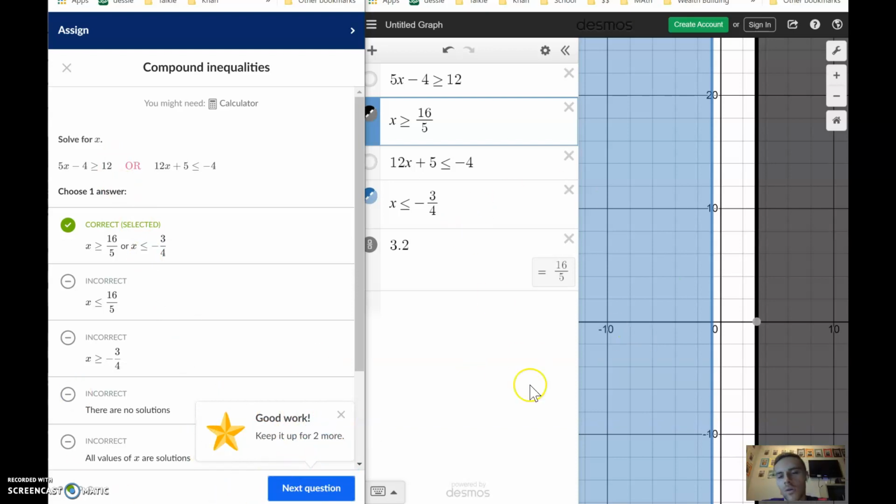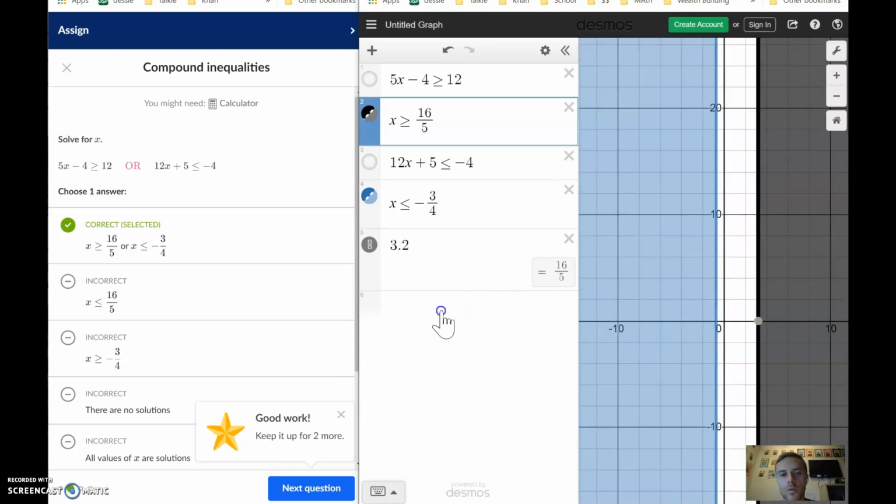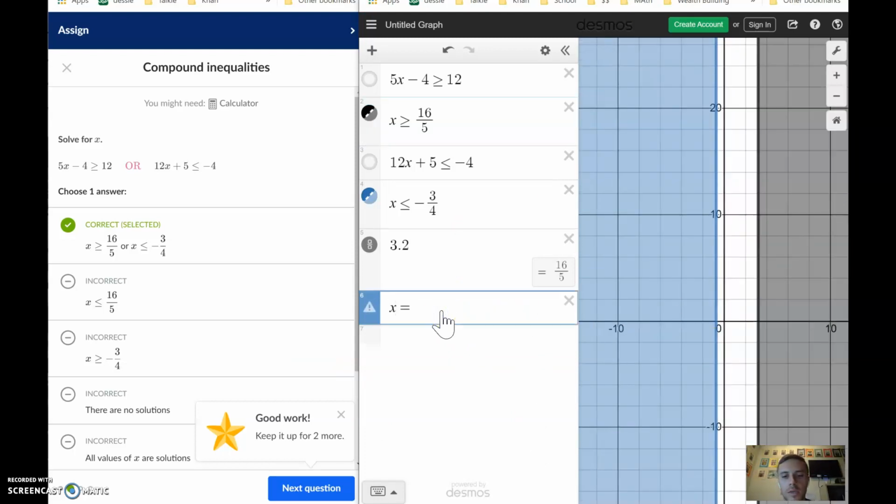So just to recap, what number would be a solution to this inequality? Well, let's see. Is x equals 10? Yeah, x equals 10 would be a solution because it's greater than 16/5. What about x equals -10? Yeah, it's a solution. It shows up in the shade. Sweet. What's a number that's not a solution?